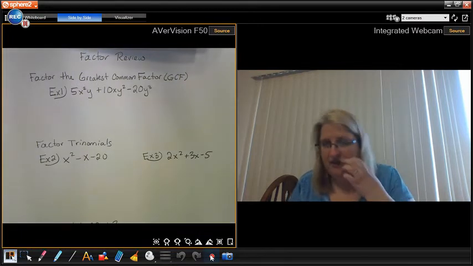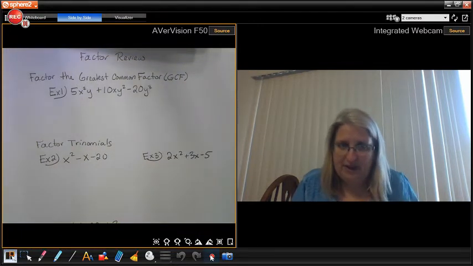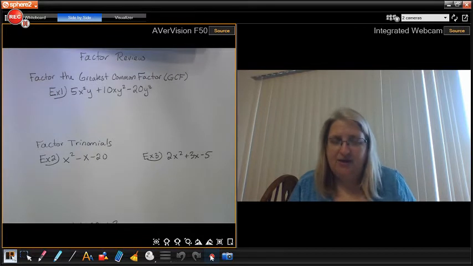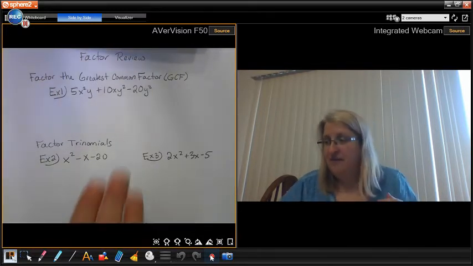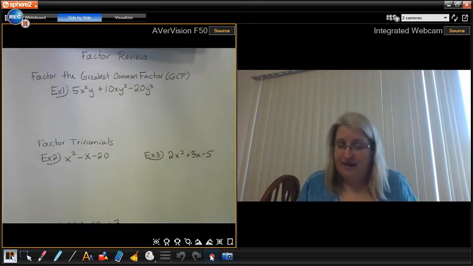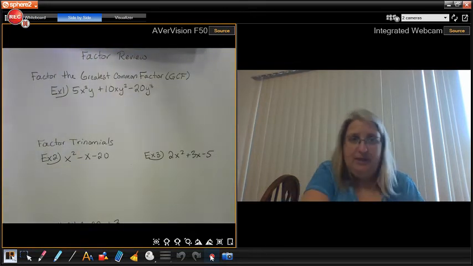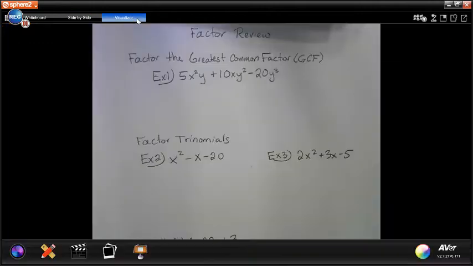So the first example, it says factor the greatest common factor. That's when they have something in common. So you always factor out what they have in common before you do any other factoring. So it's a reminder how to factor the greatest common factor, GCF. So you look at the terms. Let me switch this to document camera.